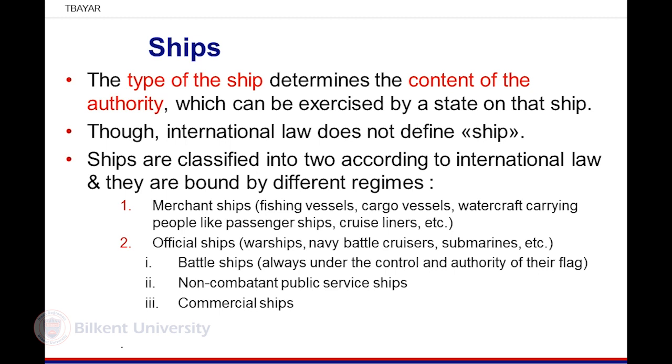Why do we classify ships? Why do we classify sea zones? We have classified the sea zones in order to see who has what kind of rights, powers, and duties in that zone. And we have classified the ships in order to be able to classify the content of the authority of the coastal state or the flag state, the owner of the flag of that ship.